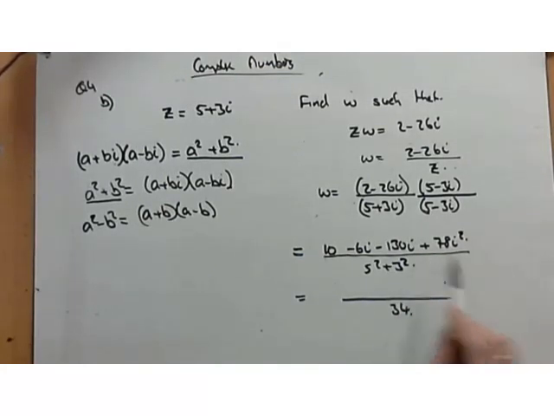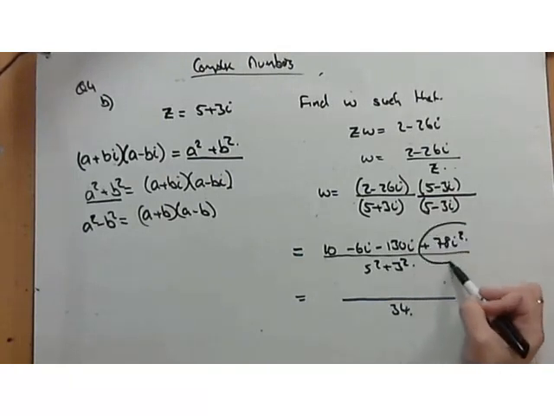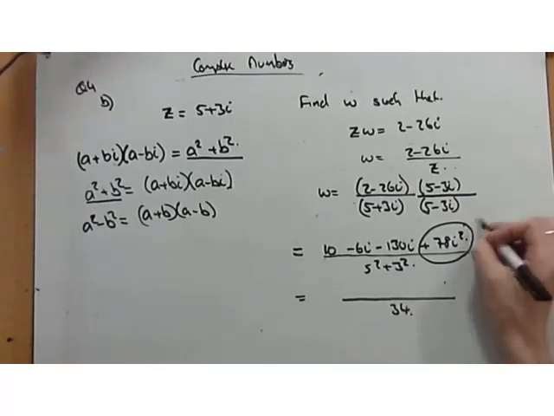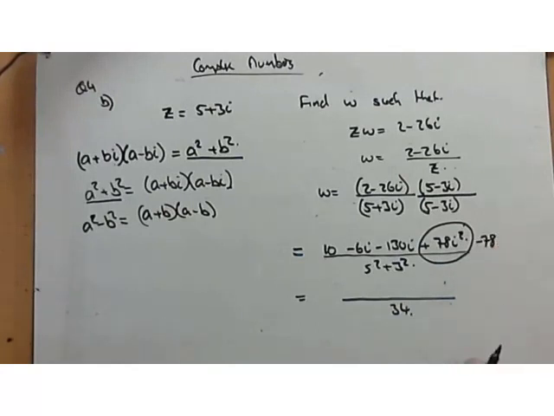Now the top: looking at plus 78i squared, the effect that an i squared has on a number is that it changes the sign of its coefficient and then i squared is dealt with. So this is the same as minus 78. So 10 minus 78 is minus 68. And minus 6 minus 130 is minus 136i.